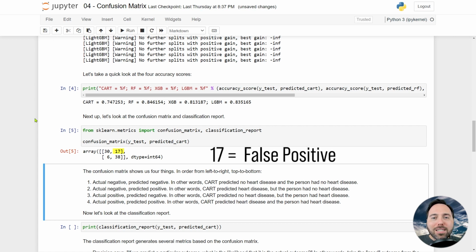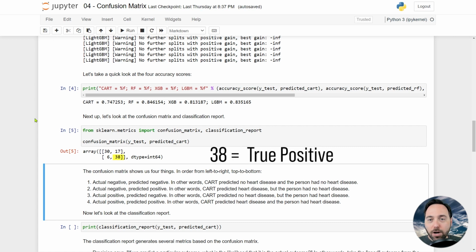Moving on, there were 17 cases where we predicted there would be heart disease, but there wasn't. In other words, we have a false positive outcome. Looking at the first row, that says we had 47 people without heart disease, and we got 30 of those predictions right. Next, there were 38 cases where we predicted heart disease, and the person did in fact have heart disease. These are called true positive outcomes. Finally, we had 6 cases in which the person did have heart disease, and we predicted they would not. Those are called false negatives in our 2-class world.